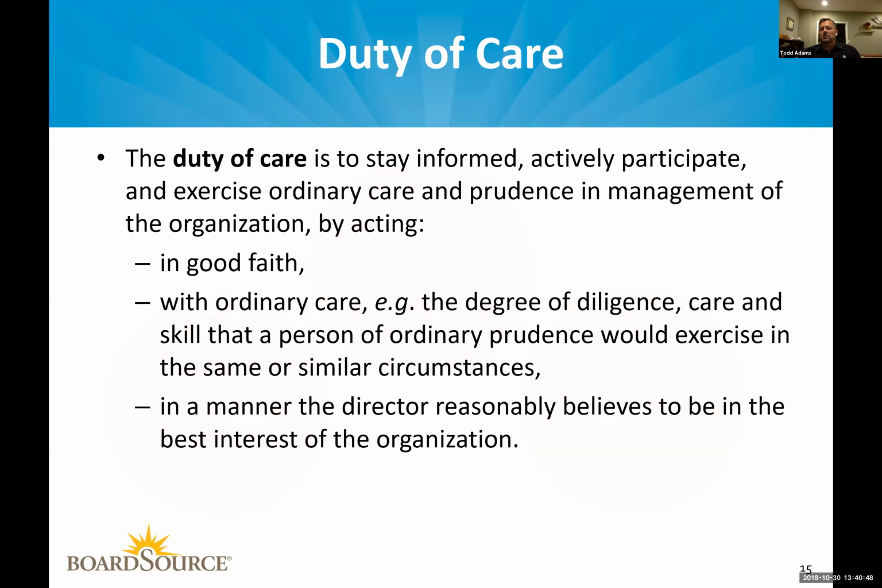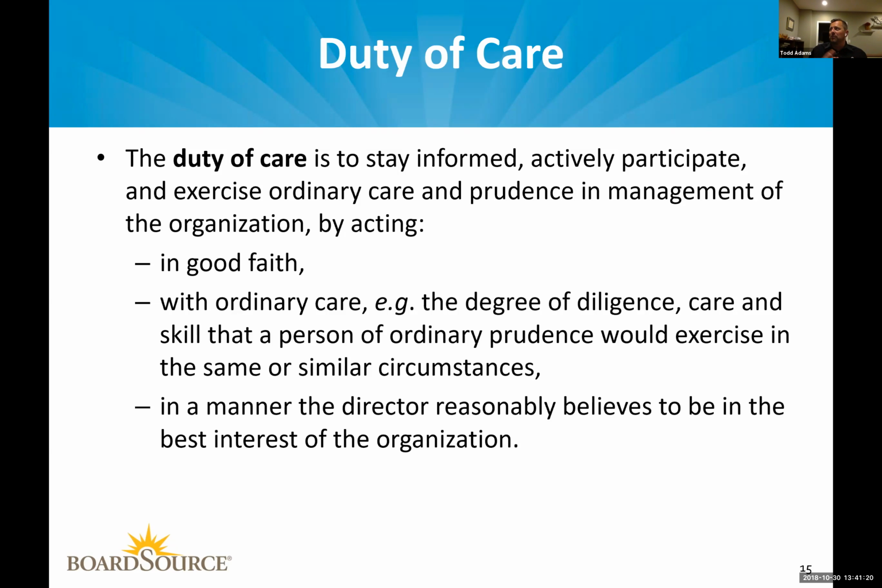So the duty of care is the duty to stay informed. It's the duty to actively participate in board meetings and to actively know what's going on with the ministry. That doesn't mean managing or micromanaging. It just means I have an awareness of what is happening, of how we're carrying out our mission. And that I will exercise ordinary care and prudent management for the organization. And I'm going to demonstrate that by the way in which I participate as a board member.